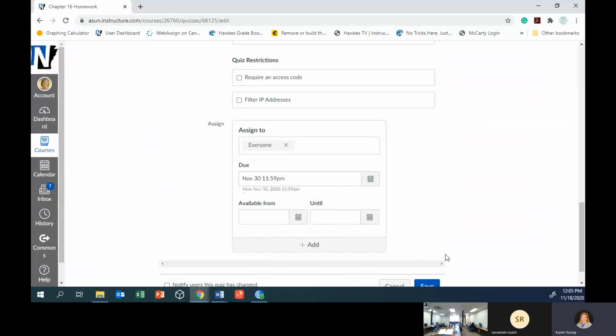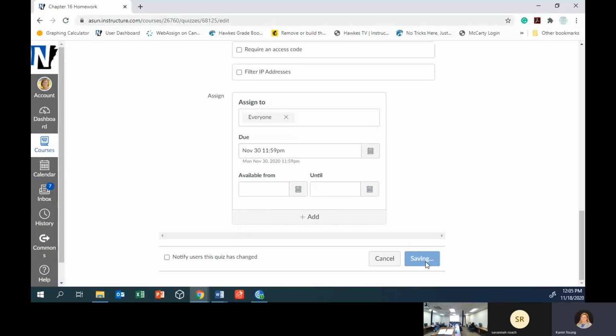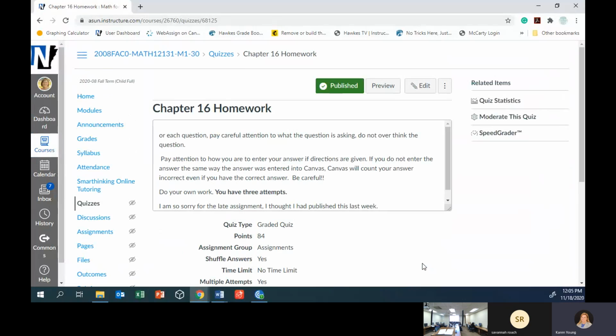And then again, if you don't get it done by the 30th, I'm going to go through and lock everything for whatever day, all the homework and what I'm going to do.